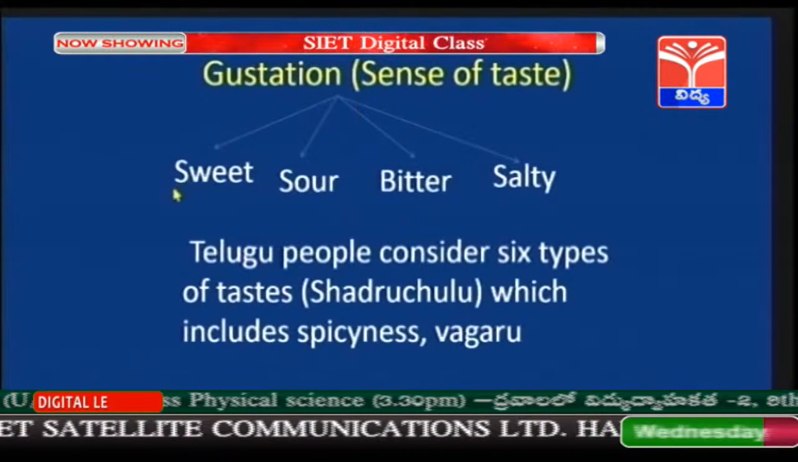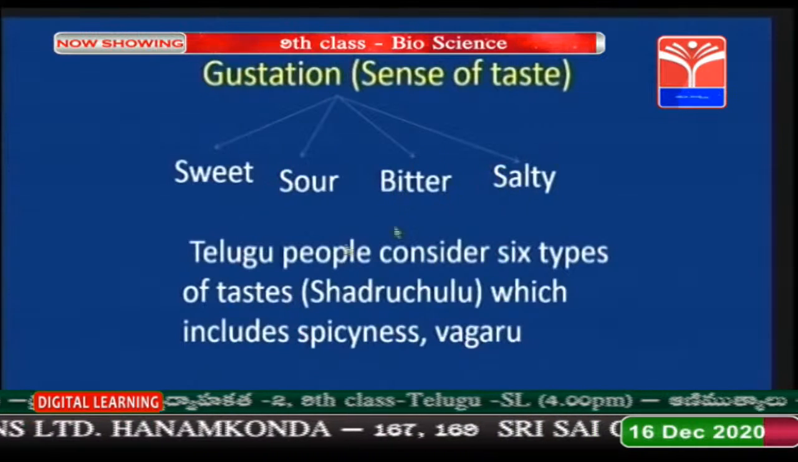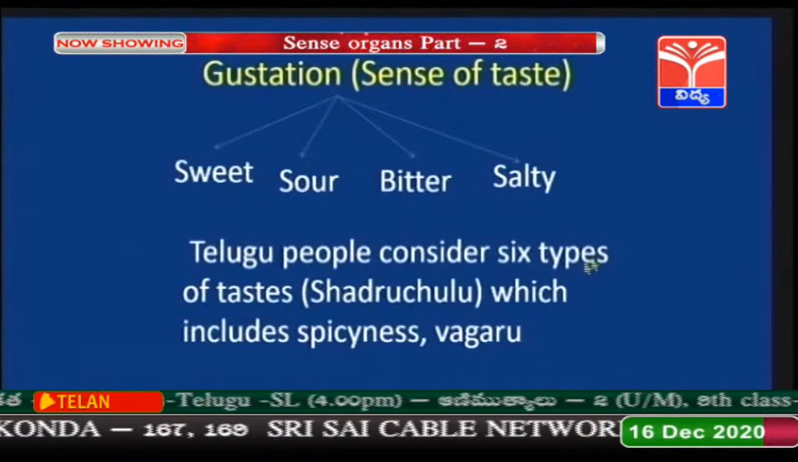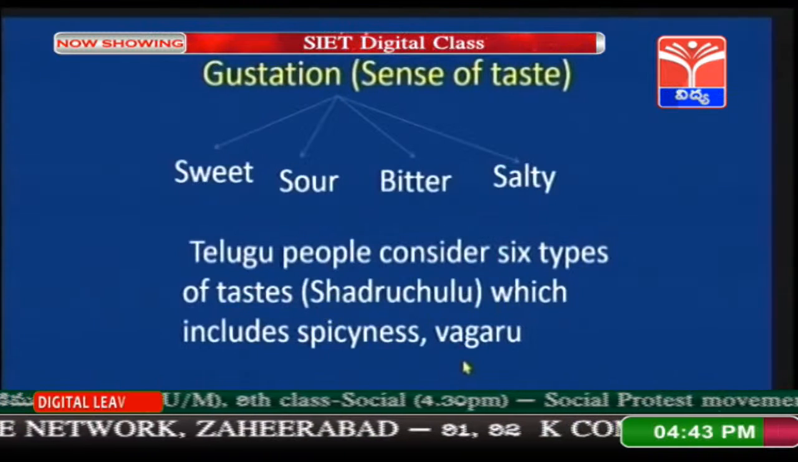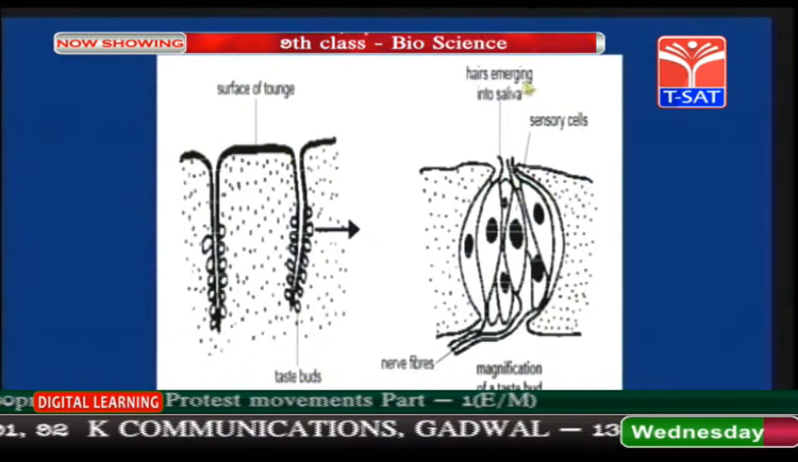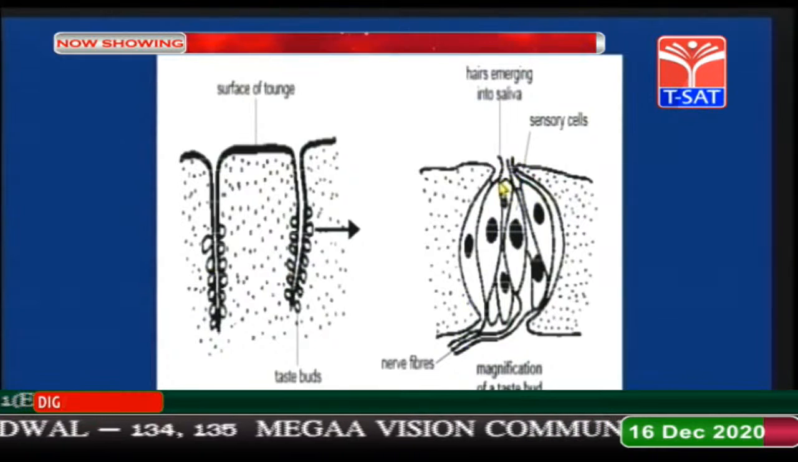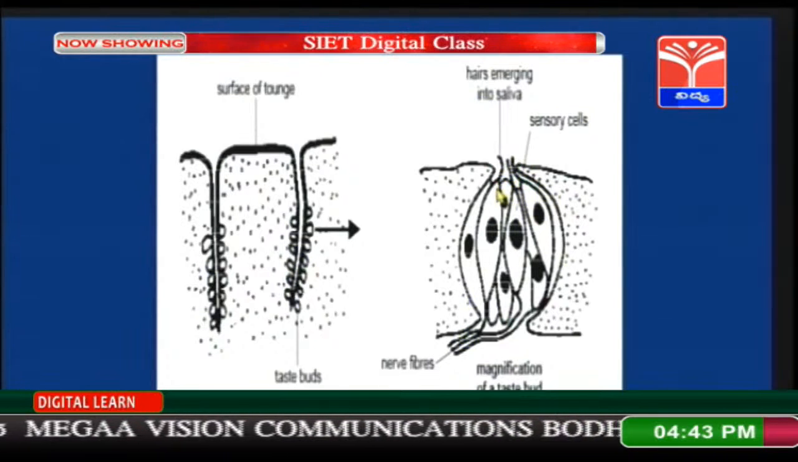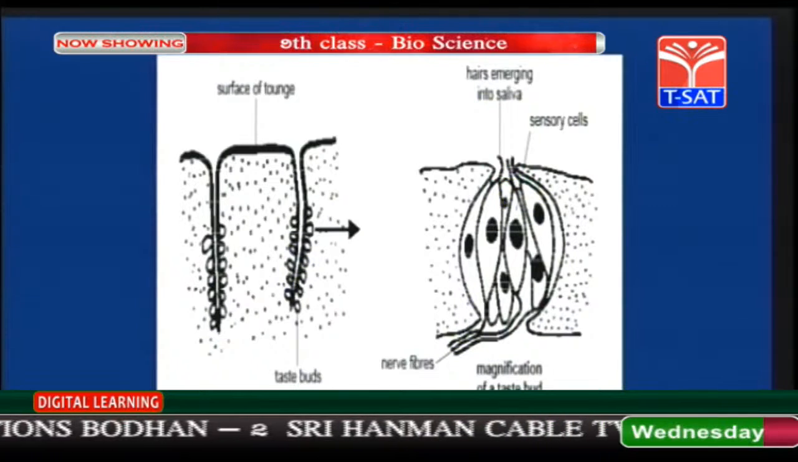We have 4 types of taste, children: sweet, sour, bitter, salty. Telugu people consider 6 types of taste, Shadruchulu, which includes spiciness and vagaru. Now these are the taste buds, surface of the tongue, the hair emerging into saliva. As I told you children, the food we eat, we chew with the help of teeth. When we touch the palate, the saliva is released. So the taste is guessed by the tongue.